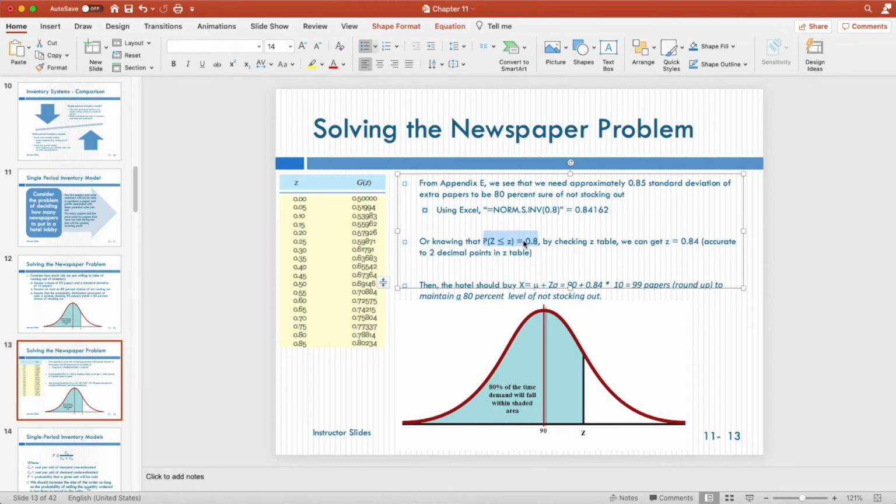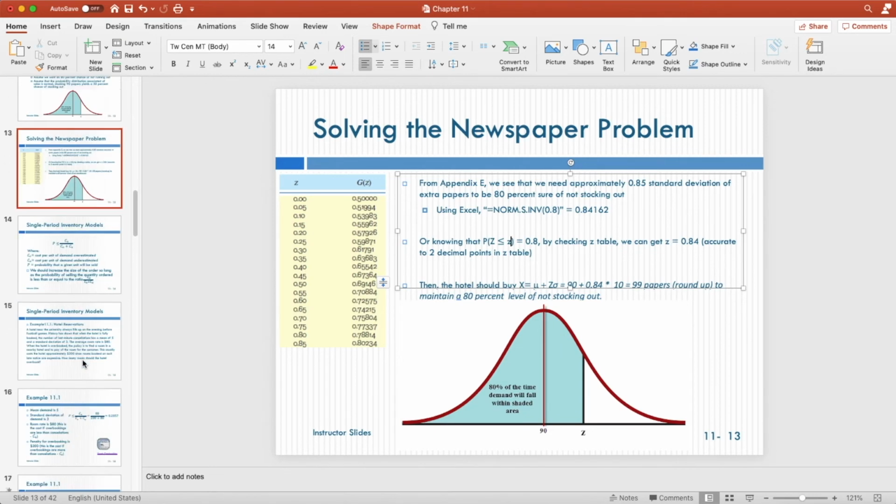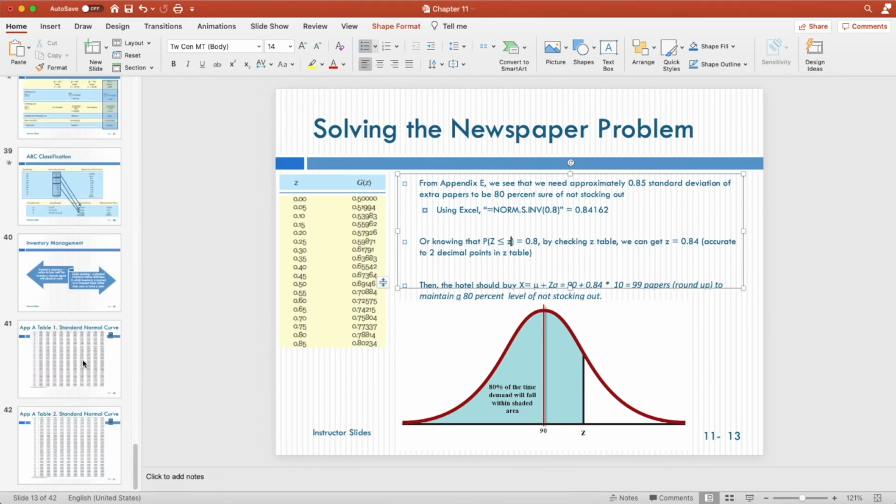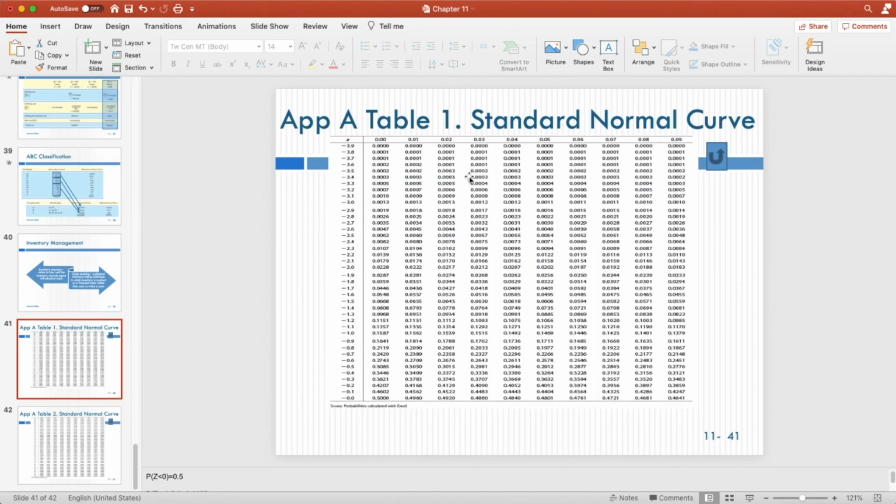In this specific equation, the probability of z being less than or equal to some specific value equals 0.8, but we don't know this specific value. That's what we need to check from the z table. Now let's move to the z table.